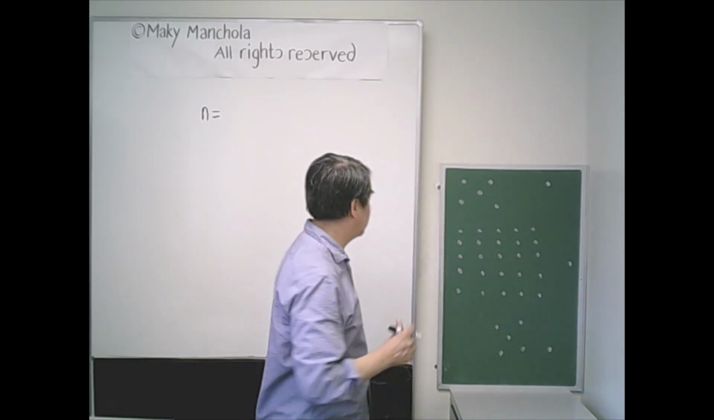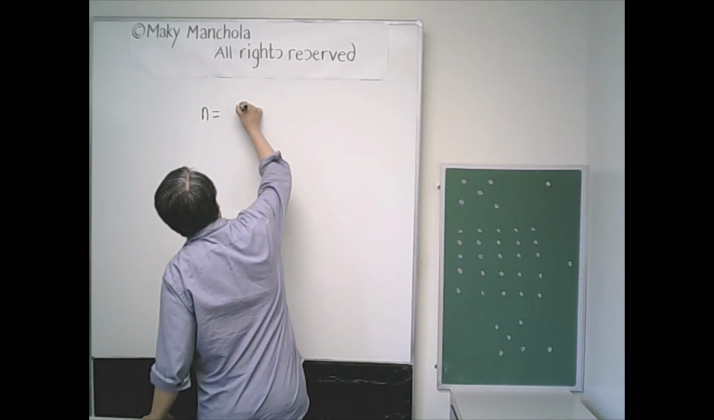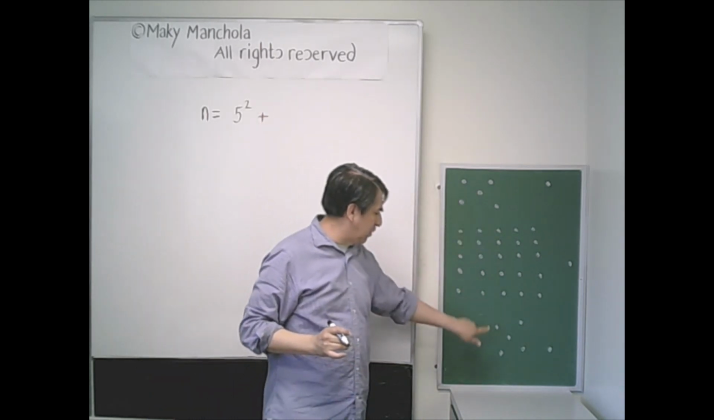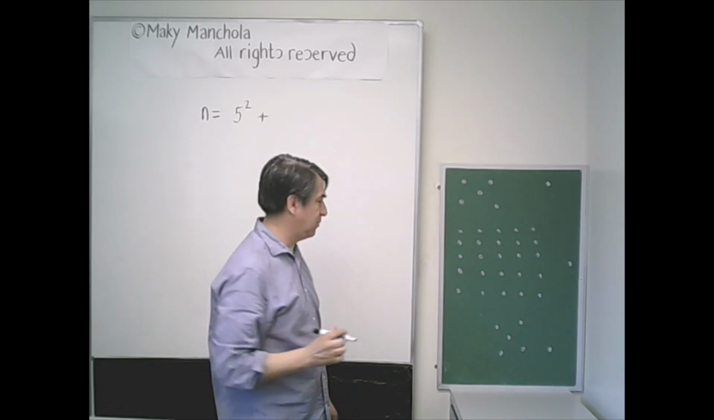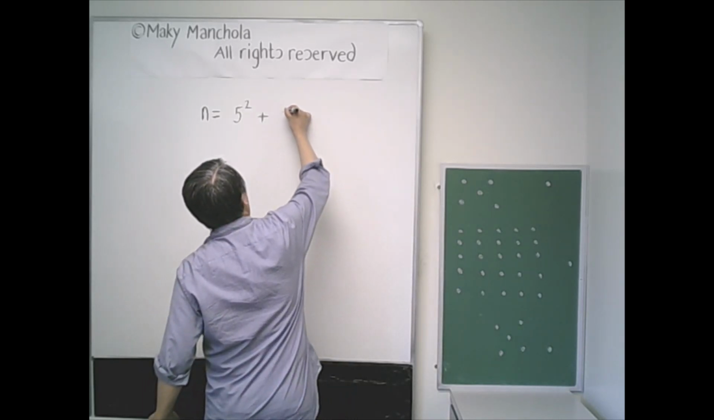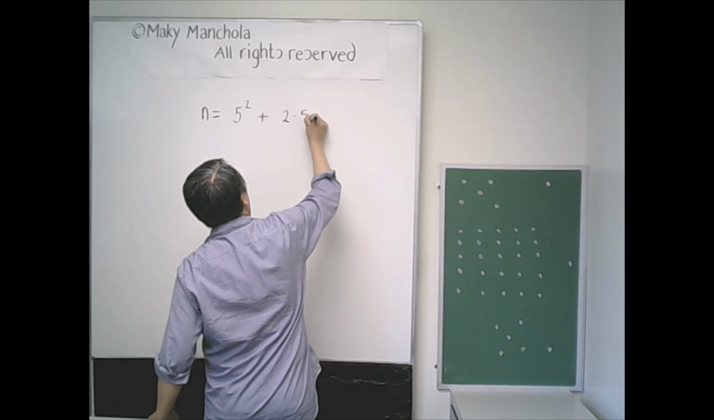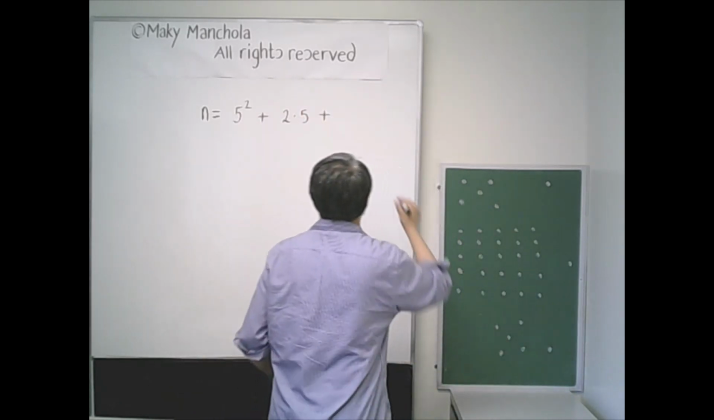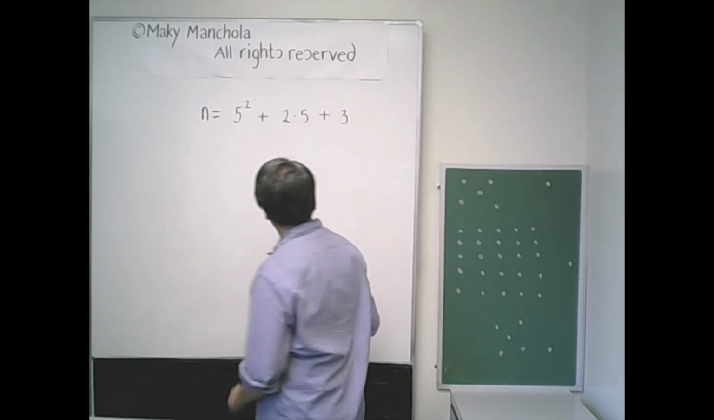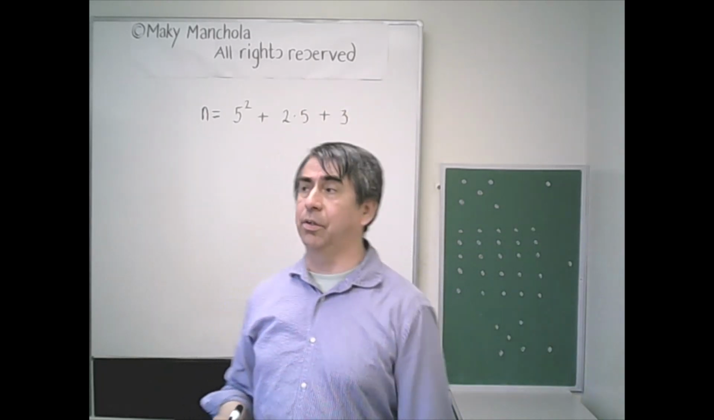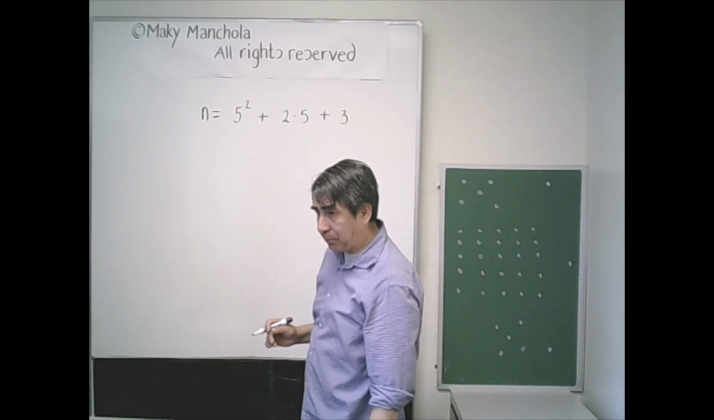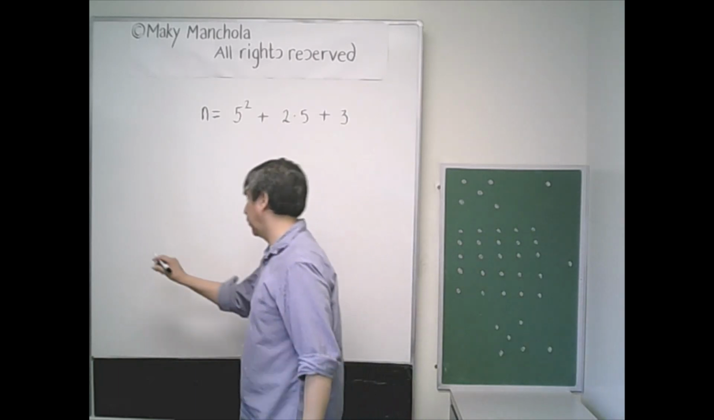25 is the same as 5 squared, so let's write it that way. So 5 squared plus 5 plus 5, which is 2 times 5, plus 3. Now, if we do the calculation, 25 plus 10 plus 3, that's the number 38. So n is 38.